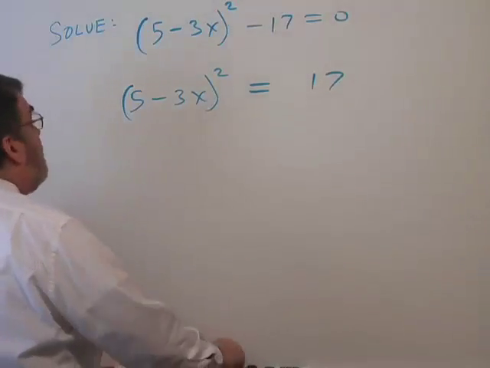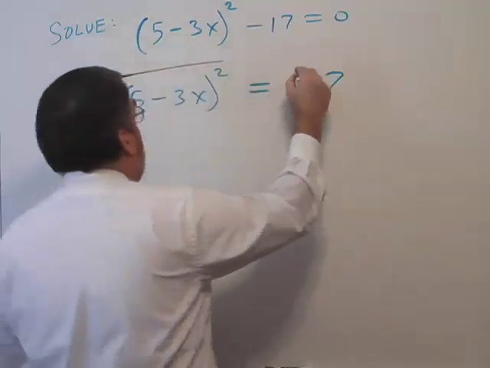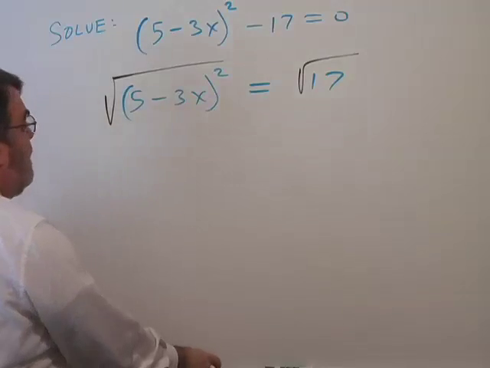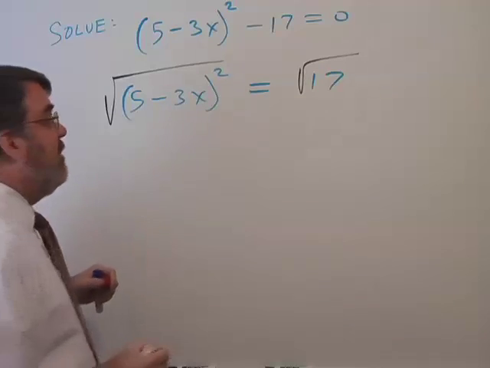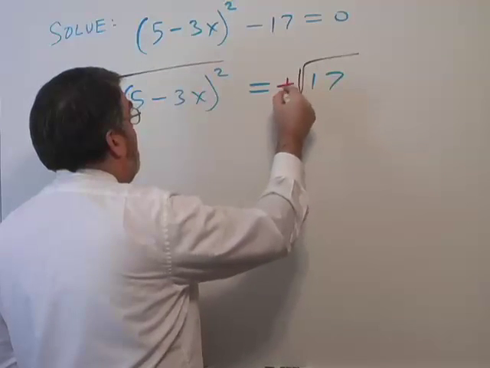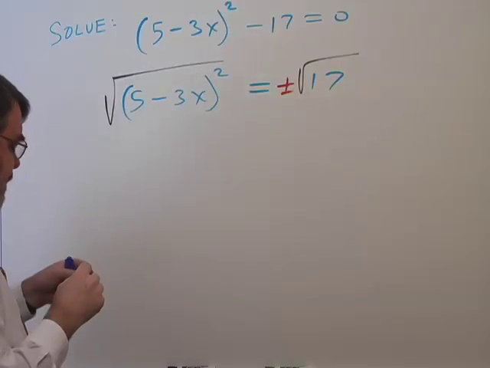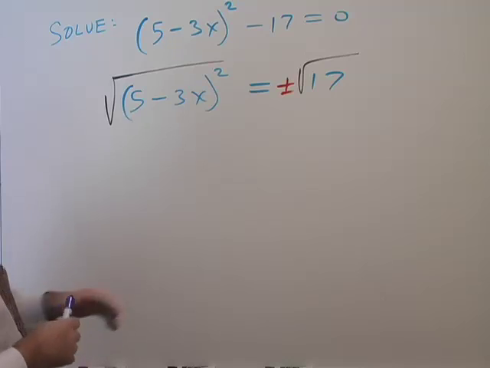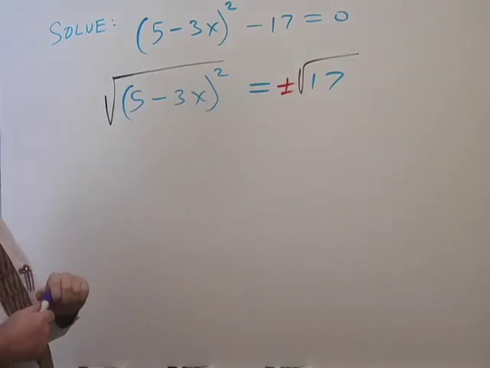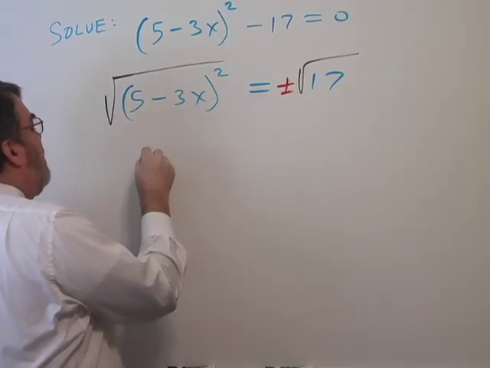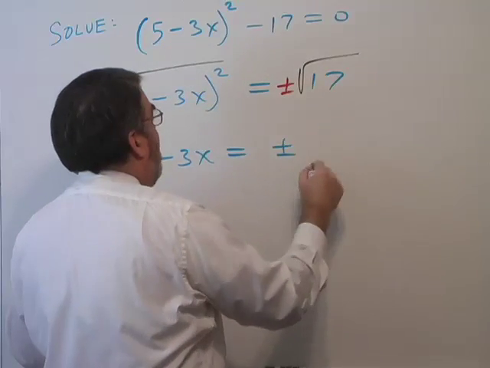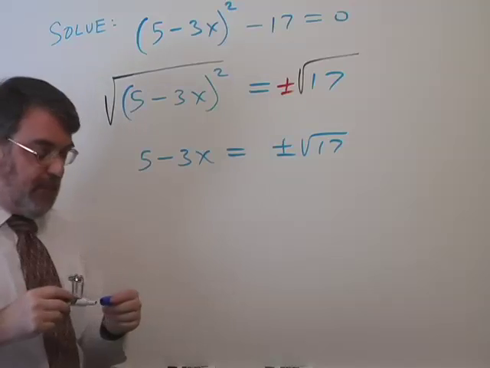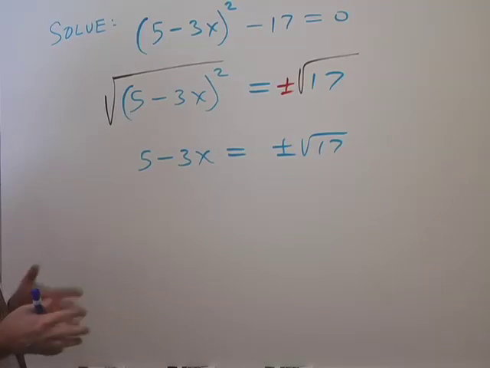Alright, so I'm going to square root both sides, and in so doing, again, in order to avoid that absolute value business, all I need to do is write a plus or minus symbol in front of the constant term. When you use this, you can just cancel the square with the square root, and that just gives you 5 minus 3x. So 5 minus 3x equals plus or minus the square root of 17. There we go. Now we can finish the problem, and this one's a little bit tricky.